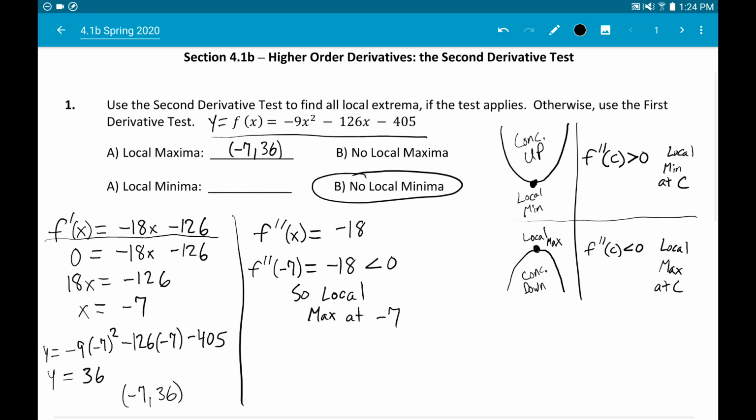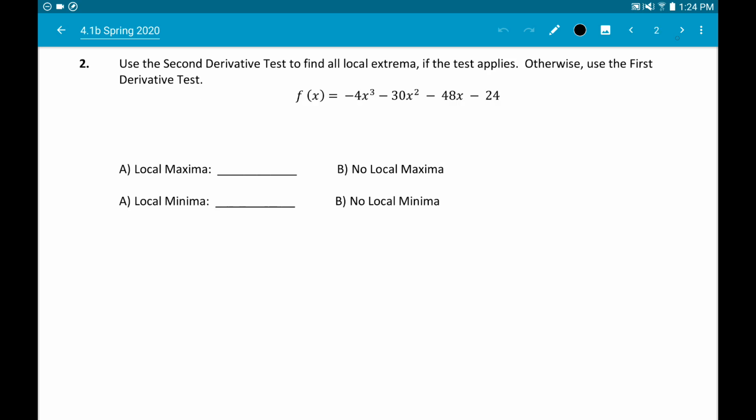Alright. Let's look at another one. So we've got a little bit bigger exponent here. So theoretically we can get more critical values, but the process is going to be the same. Okay, so let's do it.